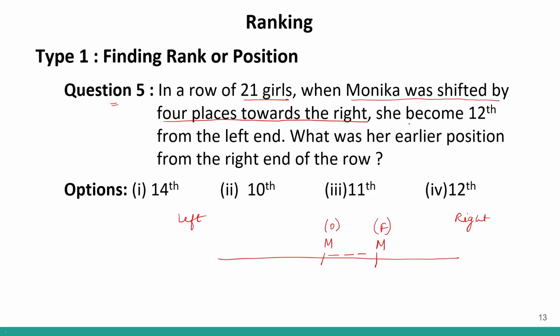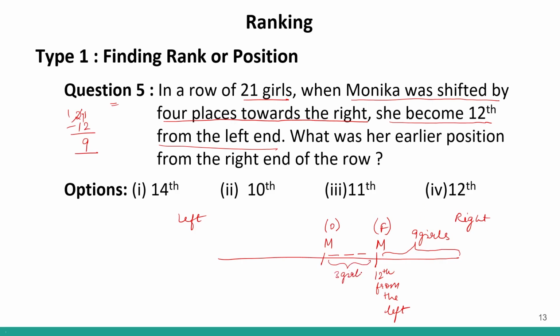It says that she becomes 12th from the left. So there are 21 girls in total. If she is 12th from the left, then 21 minus 12, how much will I get? I will get 9. So over here, this area will be 9 girls. Correct? This is 9 girls. And this area is 3 girls.